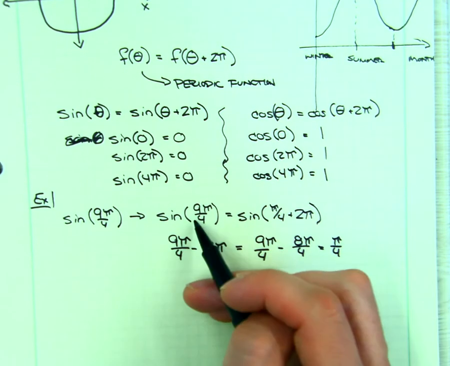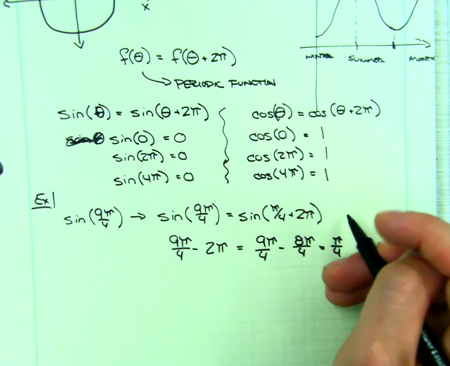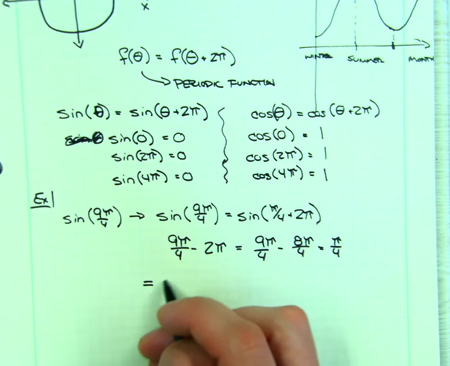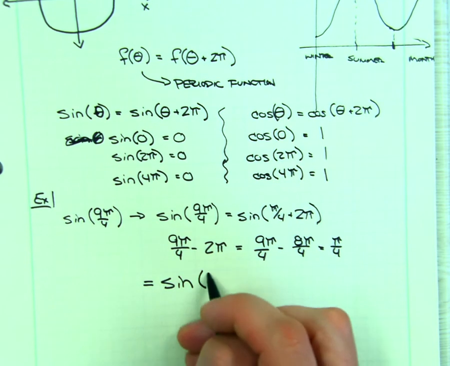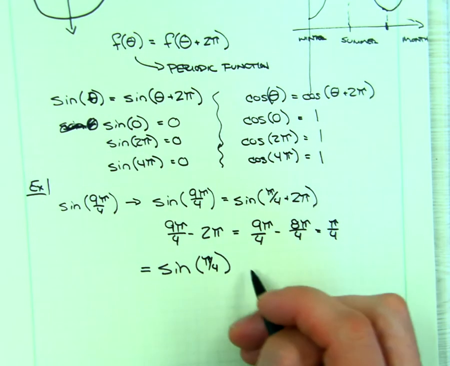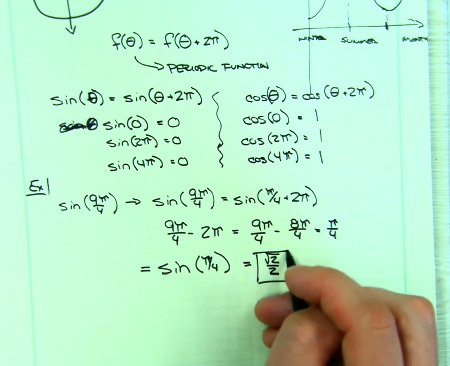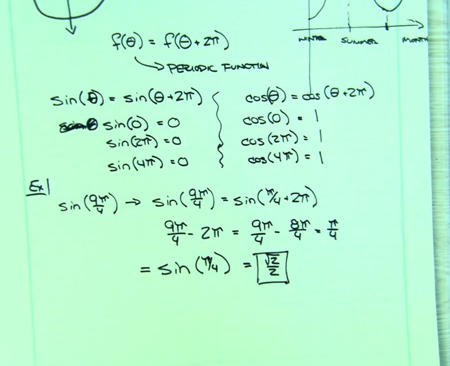So I know that the sine of 9 pi over 4 is equal to the sine of pi over 4 plus 2 pi, which is also equal to the sine of pi over 4. Now, if you know your unit circle, you know that the sine of pi over 4 is equal to the square root of 2 over 2. Awesome. Easy example there.